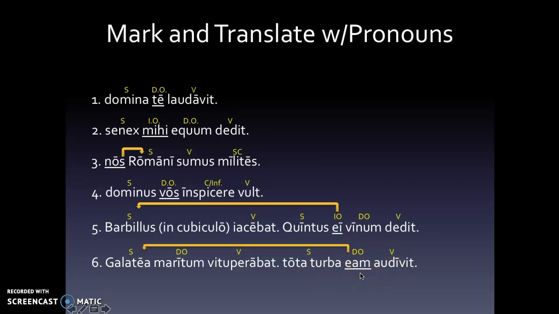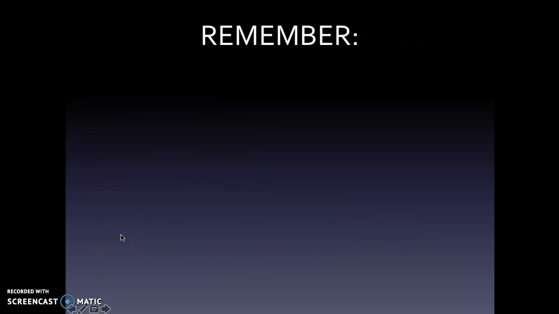Okay, notice how eam and Galatia, they're both singular, they're both feminine, but here Galatia is nominative because she's the subject. Eam is accusative because she's the direct object. Same up here. Barbilus and ei, both singular, masculine, but this is dative and this is nominative.